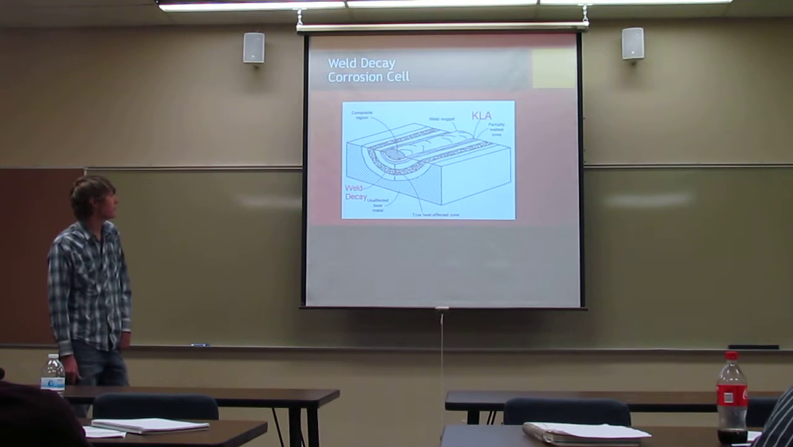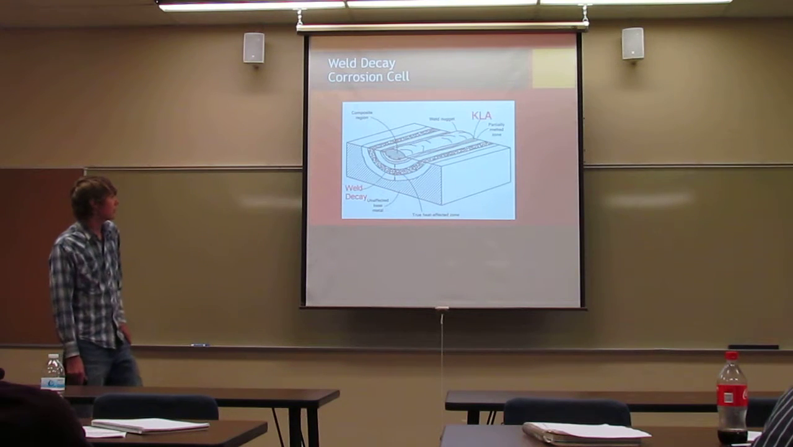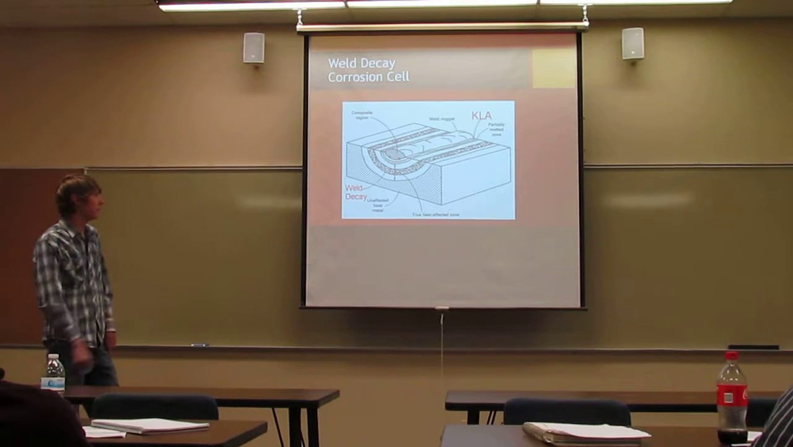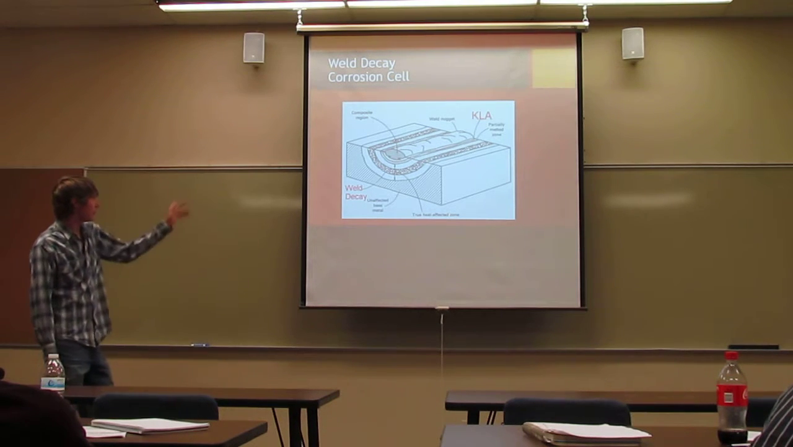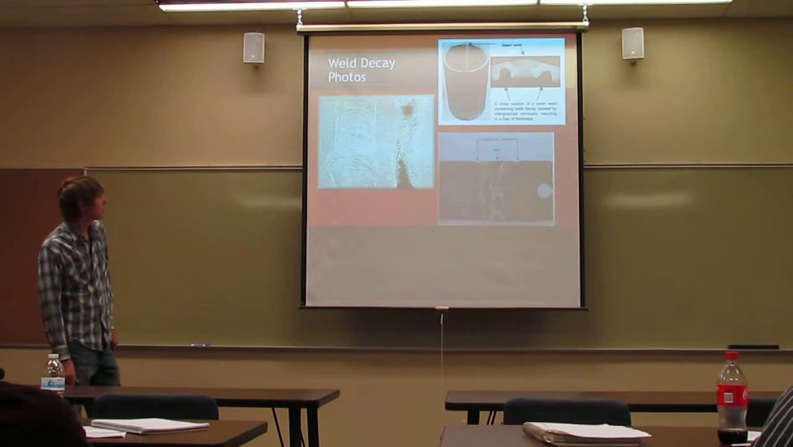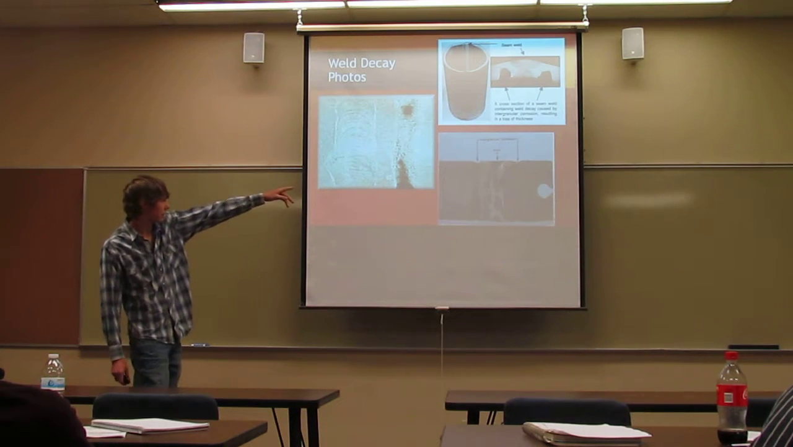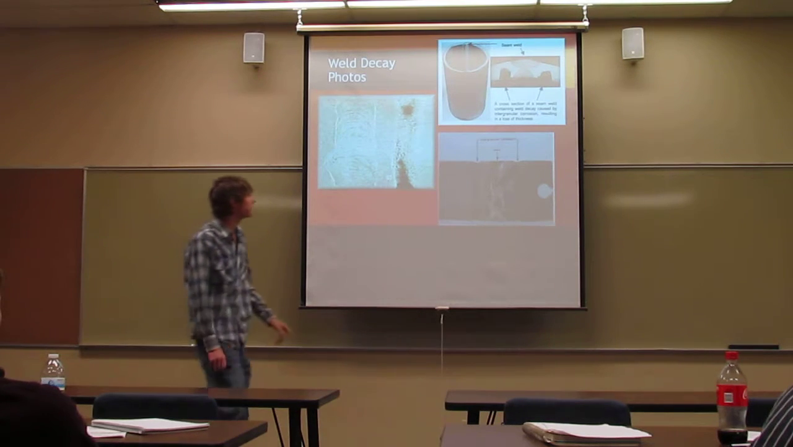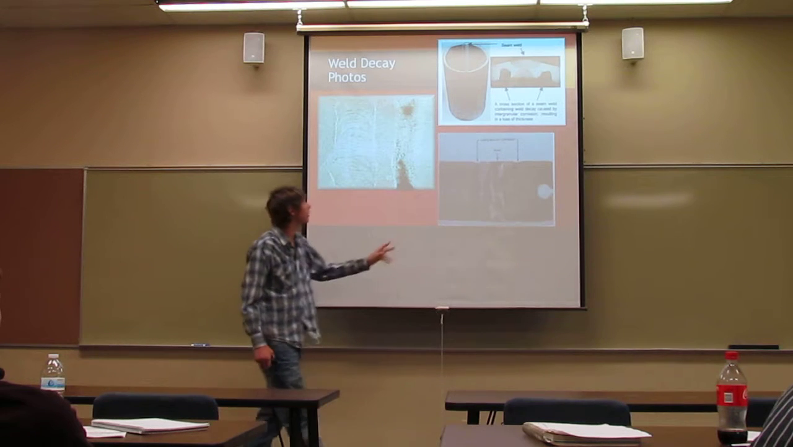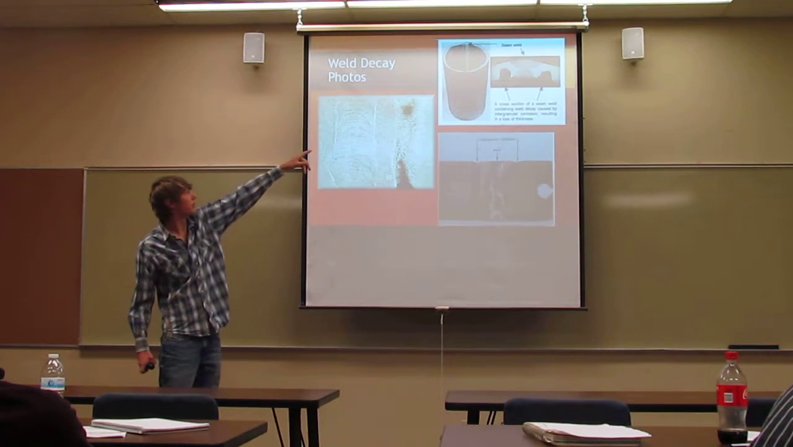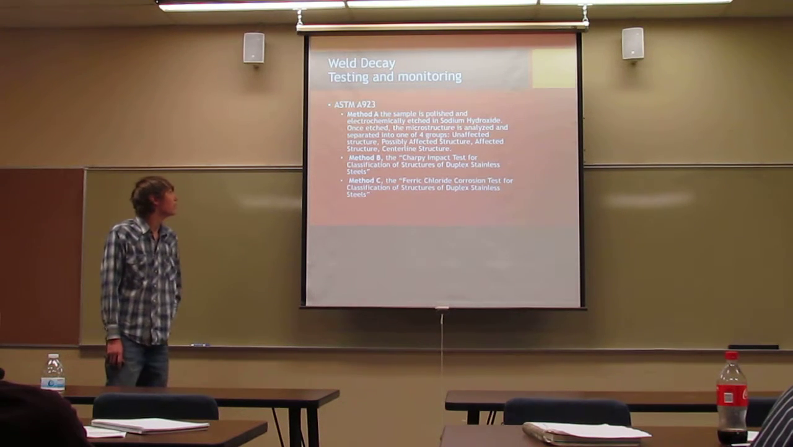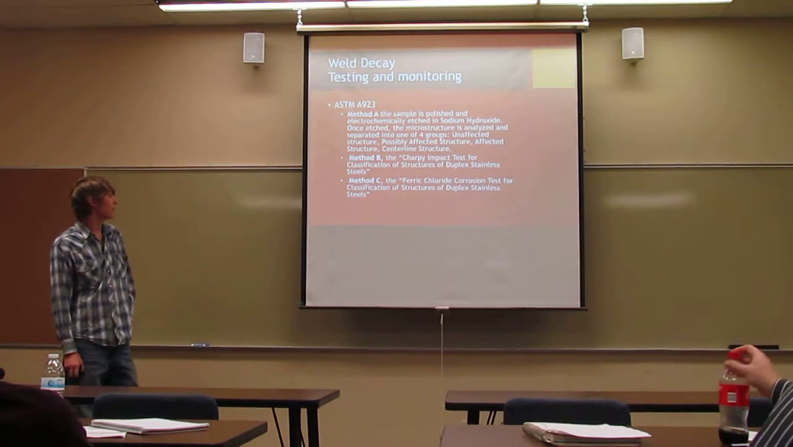Here's a corrosion cell. You can see the weld decay. It kind of forms a little divot, and you can see the weld right there. That's what I was talking about, the corrosion on either side of the weld right here. You can see how it divots down and it goes all the way through. It's hard to see on here, but then there's a better picture of it right there.